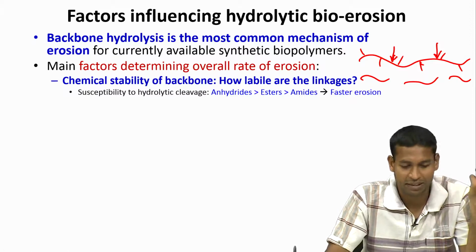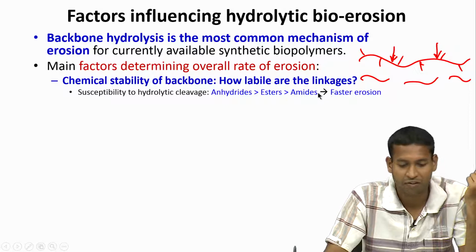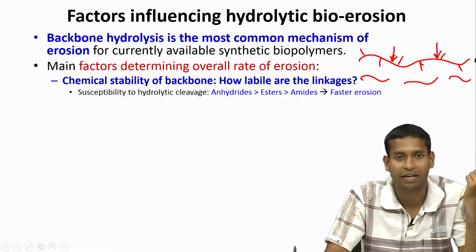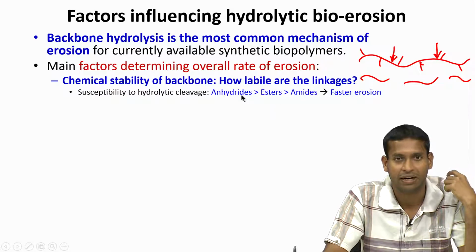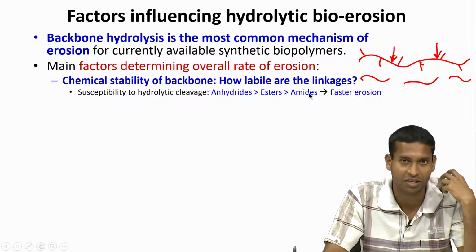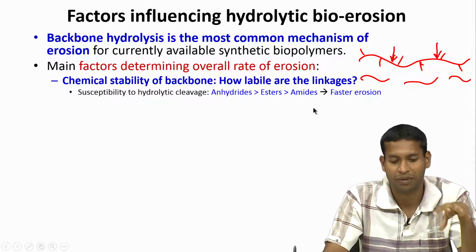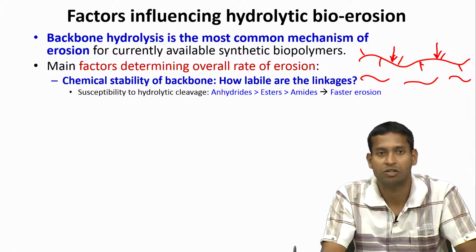The main factor that determines the erosion is the chemical stability of the backbone, of course. So, there are several functional groups that are hydrolytically cleavable, such as anhydrides, esters, amides, and their rate of degradation is listed here. Anhydrides degrade faster than esters, which degrade faster than amides. And so, based on what the bond structures are, what different functional groups are there, the degradation will eventually change.